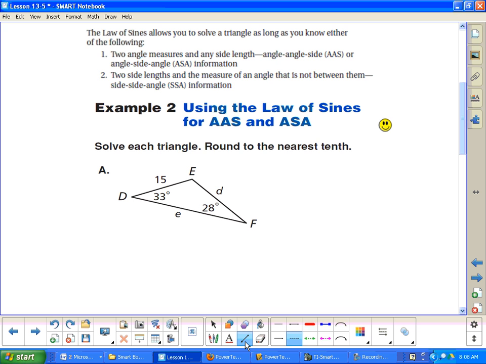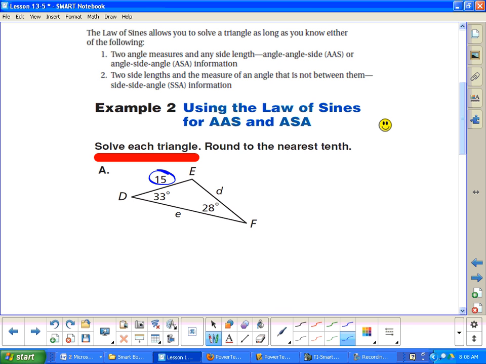All right, so here we have a triangle, and they want us to solve each triangle. When it says to solve the triangle, that means we're finding all of the missing parts. They give us two angles and a side. We need to find the other angle and the other two sides. So here, what do we know? We know a side, and we know two angles. So we know angle, angle, side in this case. So we can use the law of sines.